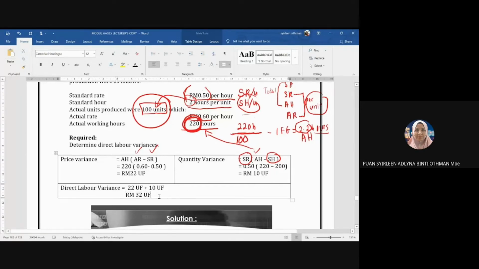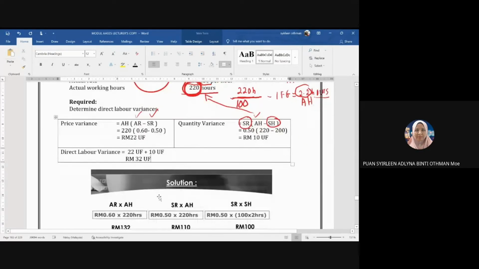Okay, so kalau kita nak guna kapal terbang, ni lain lah. Sebab tadi awak guna apa? Spark. Lepas tu SPSQ. Itu sebab kita guna price and quantity kan. Tapi kat sini kita akan guna ARAH, SRAH and SERSAH. Okay. So ARAH is actual rate multiply by actual hours.